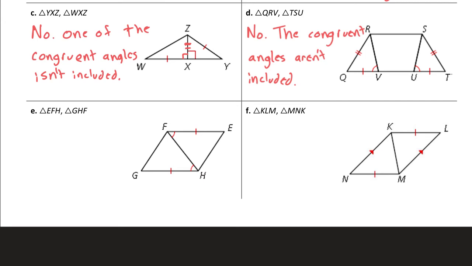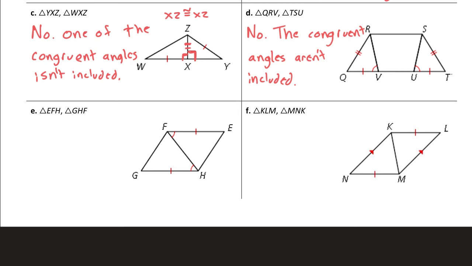Okay, so for C and D, both of them are no's. And with C, we can assume that ZX or XZ is congruent to XZ because those triangles share that side. And we can assume that WXZ, this angle on the left, is a right angle. Now, yes, we have two pairs of congruent sides and one pair of congruent angles. On the left-hand side, yes, that's an included angle. On the right-hand side, that right angle is not included between the two sides. That is why those are not congruent by SAS.